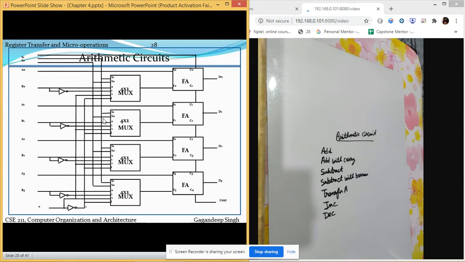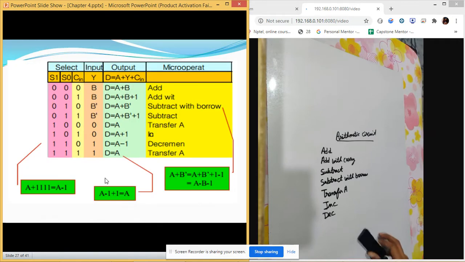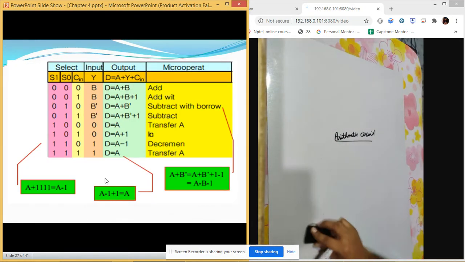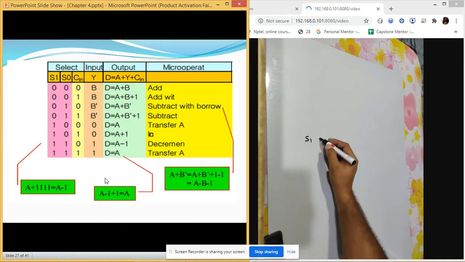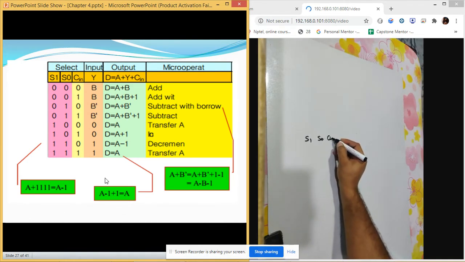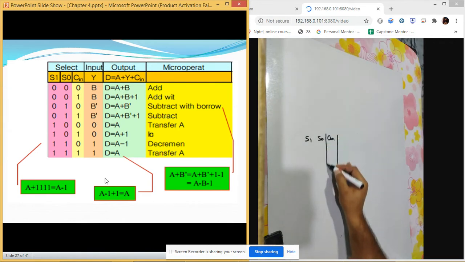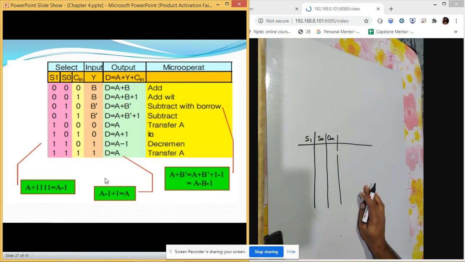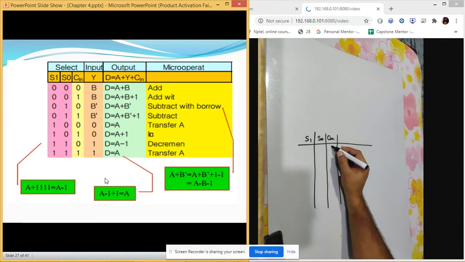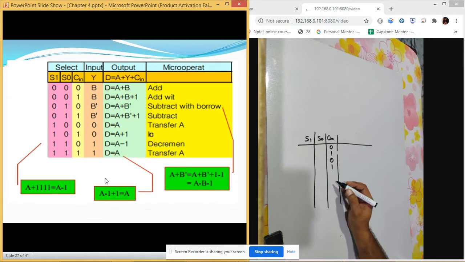First of all, we need a truth table for this. You can see the truth table in your slide as well. How to make this truth table? We have S1, S0, then we have Cin. Cin is simply a carry, whereas S0 and S1 are related to your inputs. As we prepared the circuit for the full adder, we are going to follow the same process here.